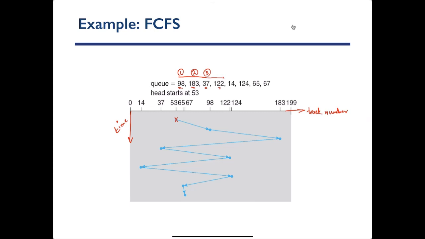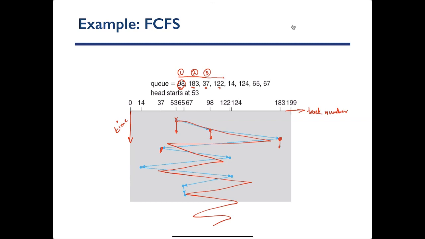So initially, let's assume that the head is at track number 53. Then it has to seek to track number 98. It takes some time for it to reach this track. Then it has to seek to number 187. It takes time for it to seek to this. And then it has to come back to number 37, and so on and so forth. So what you see is that you actually are doing this again and again and again. So this is what FCFS does.